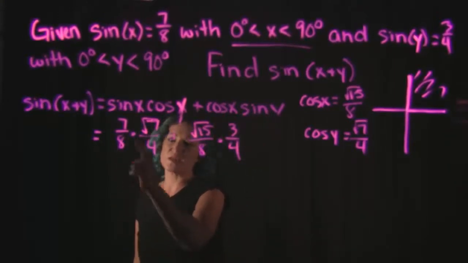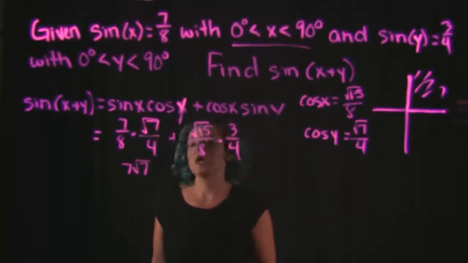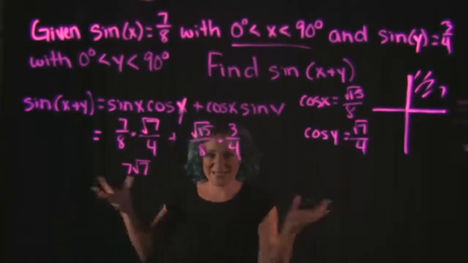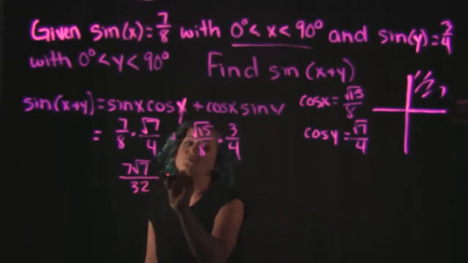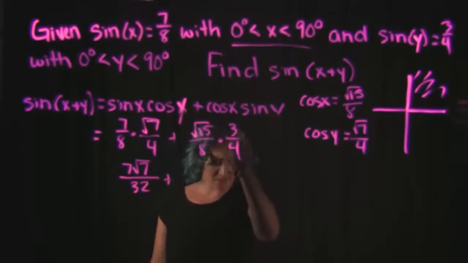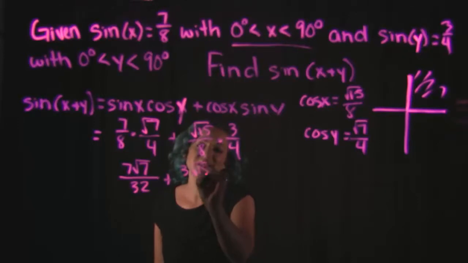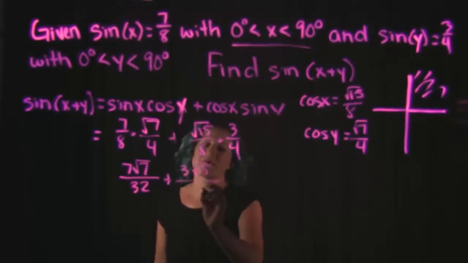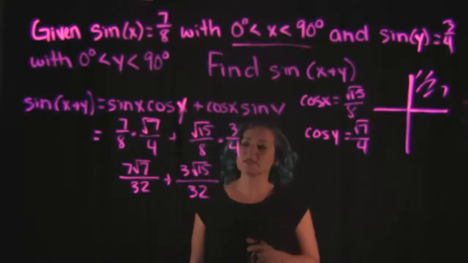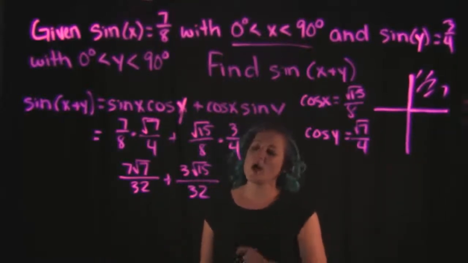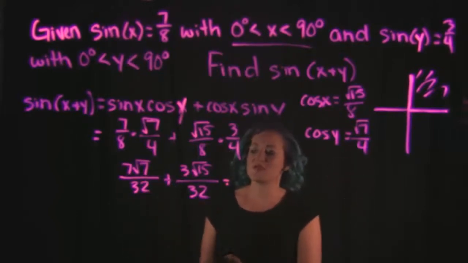Numerator times numerator, denominator times denominator. So for this first multiplication, 7 times the square root of 7 is simply 7 times the square root of 7. You can't multiply a number times a radical together. They literally just merge. Over 8 times 4 is 32. Plus 15 times the square root of 15 times 3, or 3 times the square root of 15 is just that. Over 8 times 4, which is 32. That means the only thing left for us to do here, we already have common denominators, so why don't we just go ahead and combine this into one big fraction.